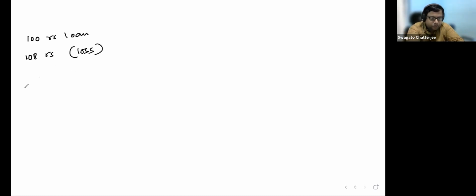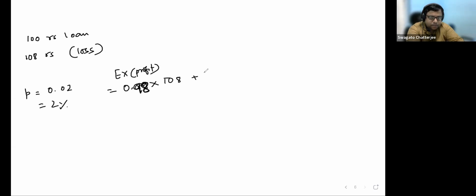Now, if your P, the probability of default, is 0.02, meaning 2% of people default, then what is your expected profit? So expected profit is basically 0.98 into this 108, plus 0.02 into, basically, you lose the whole money. So you lose 100 rupees. So 0.02 into minus 100. So here I would say the expected profit is this.